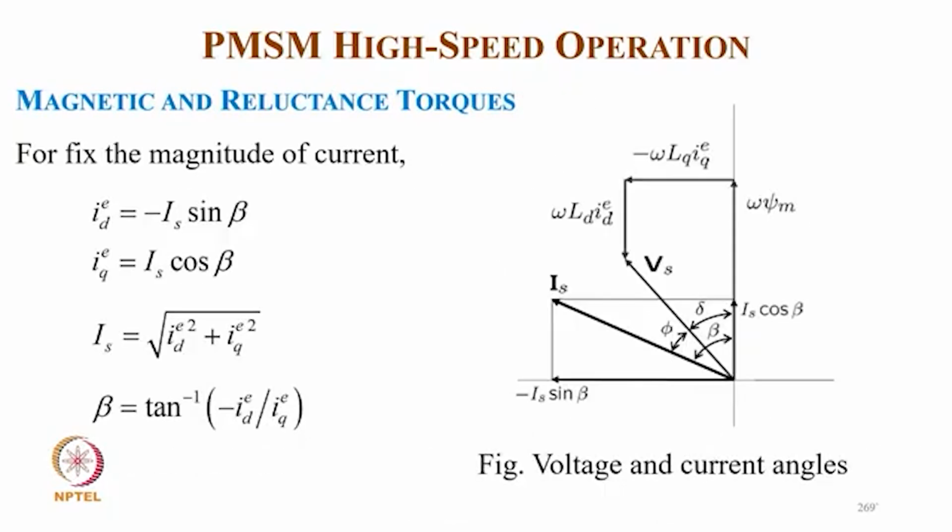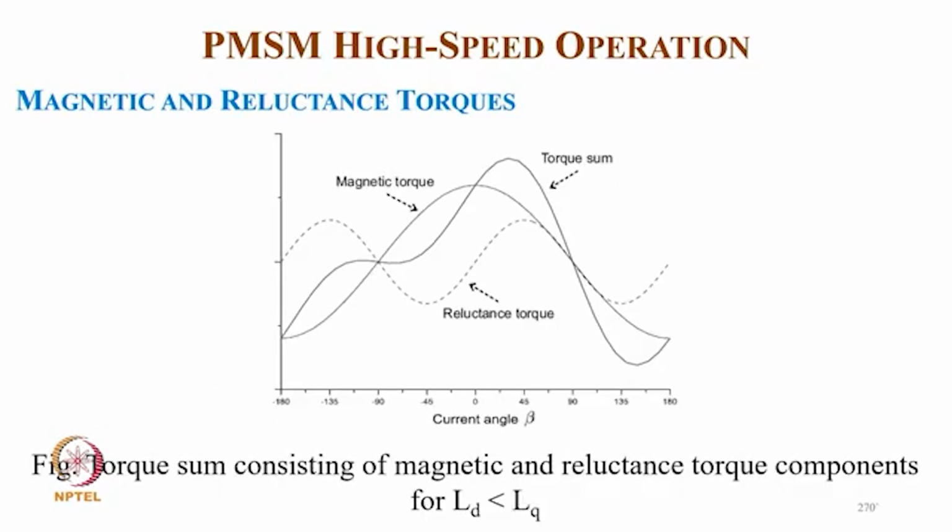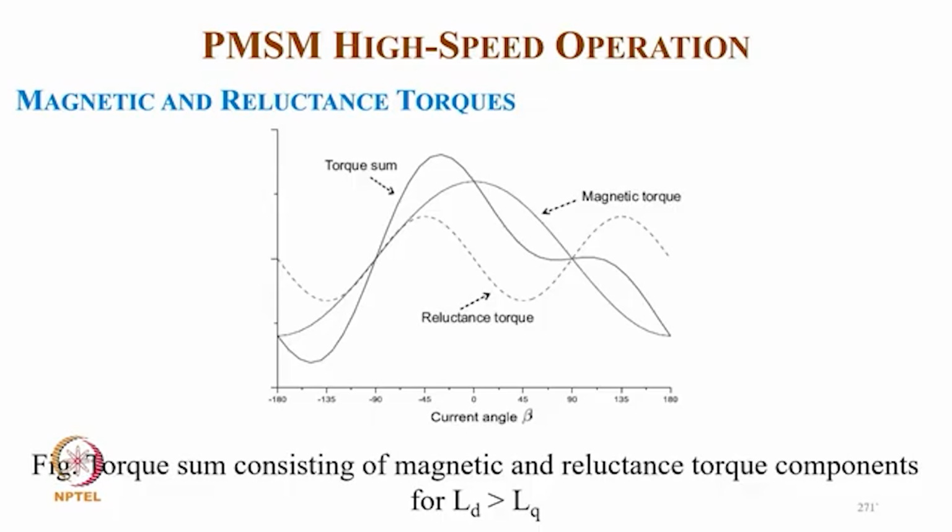So coming to magnetic and reluctance torque, to fix this for the students: ID equals minus IS sin beta, IQ equals IS cos beta, and IS equals the square root of ID square plus IQ square. So beta is tan inverse of minus ID upon IQ. And these you can call the reluctance torque, the magnetic torque, and then the total sum of the two torques. So torque consists of magnetic and reluctance torque for LD less than LQ, and the torque sum considering the magnitude of reluctance torque for LD greater than LQ.